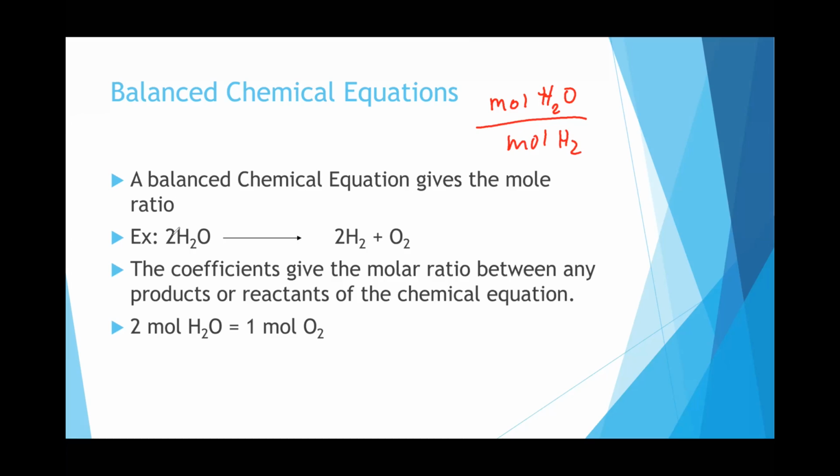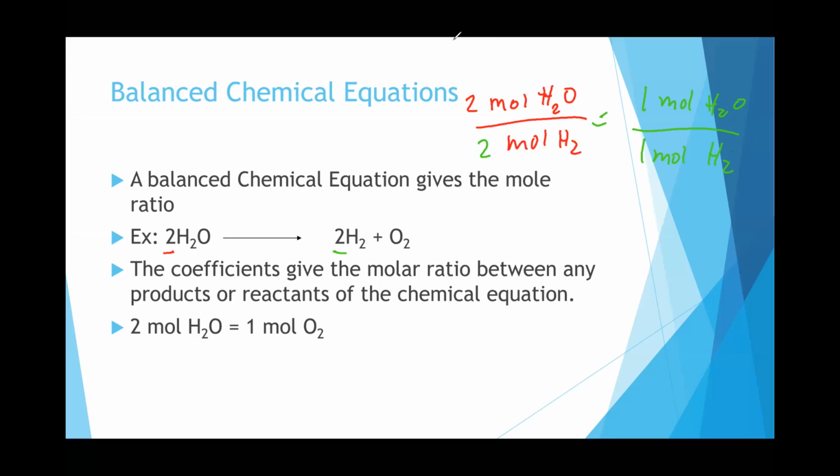You just take the coefficients on each term. So it's a 2 for water, and it is 2 for hydrogen gas. So your ratio is 2 to 2, or you could simplify it to 1 mole of H2O is 1 mole of H2. You can divide the terms and reduce the fraction. So there's 1 mole of water for every 1 mole of hydrogen.